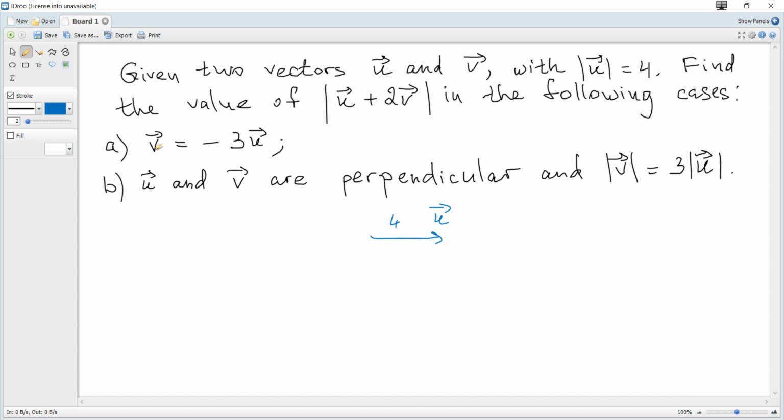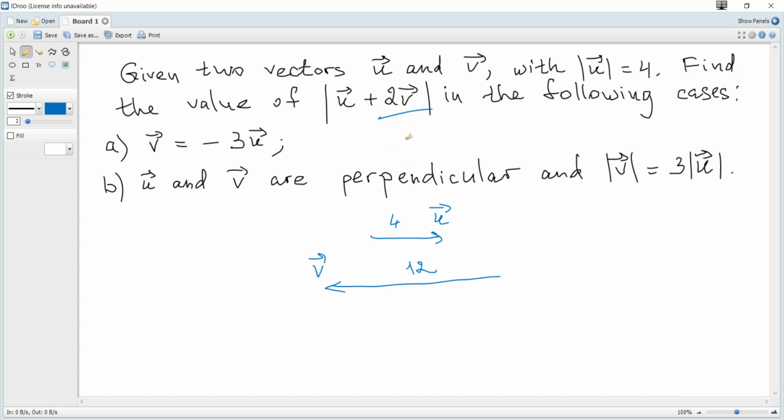And what does it mean that v vector is negative 3 times u vector? It means that v vector is in the opposite direction to u. If one vector is a constant times another vector, it means that this vector is parallel to the other vector and its magnitude is 3 times larger. It means length is 3 times larger. So v vector will be in the opposite direction and its length is 12.